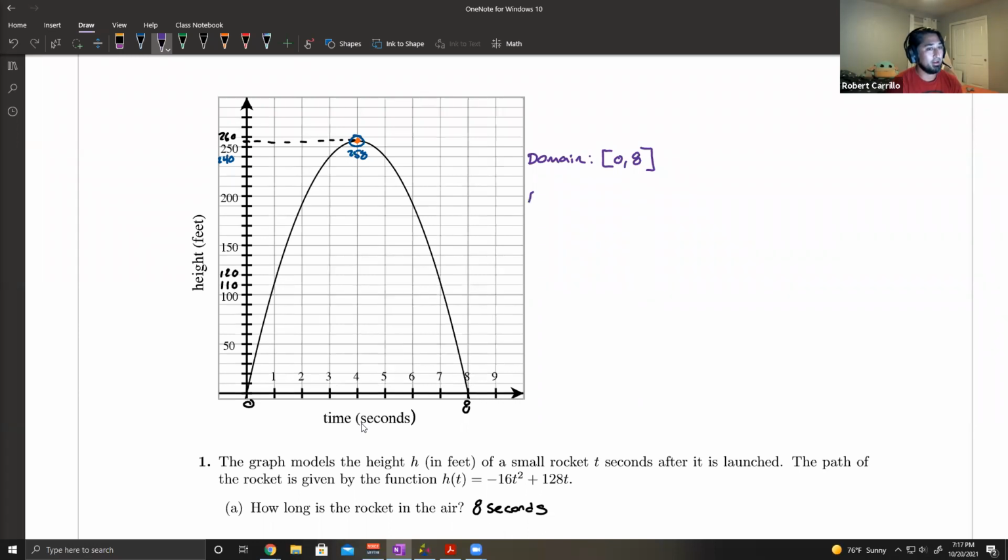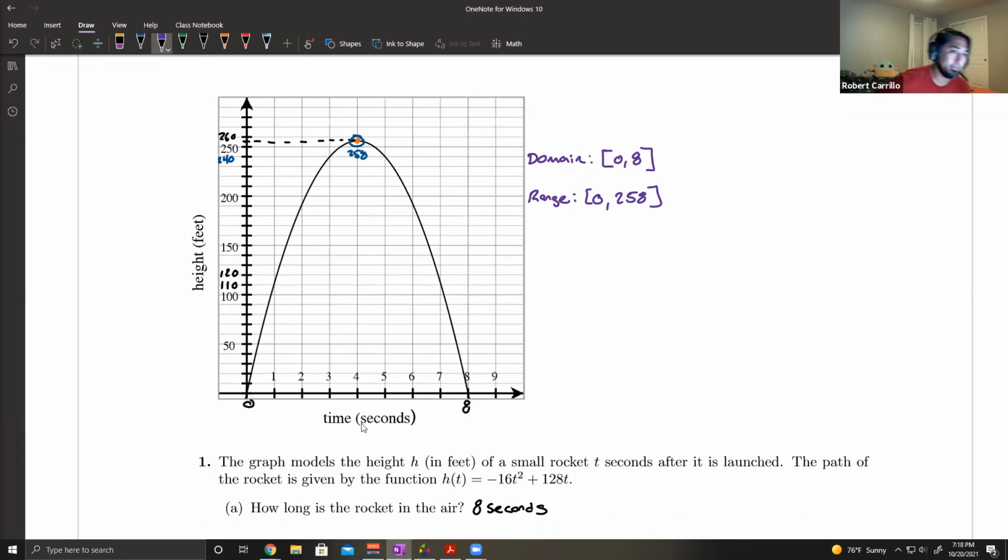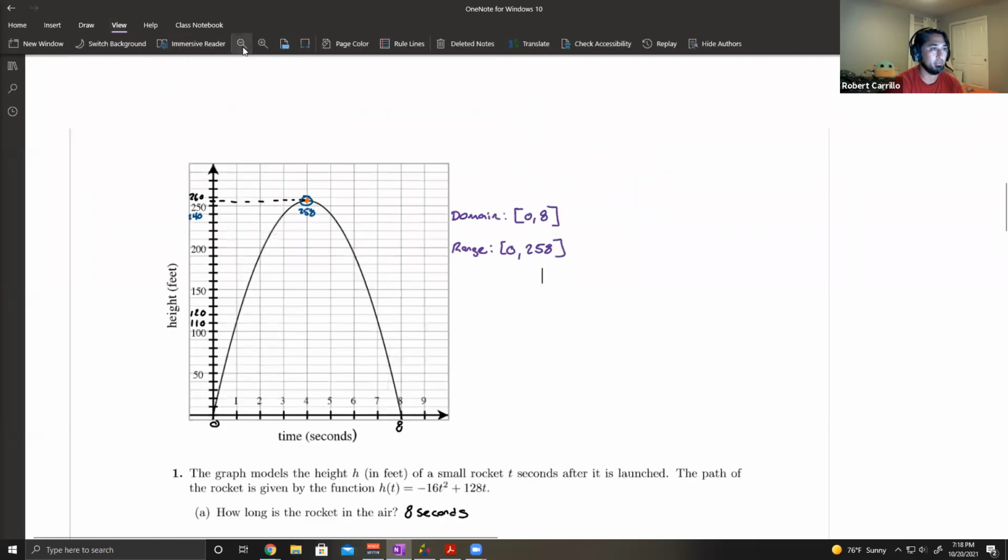And then our range, well, before you launch the rocket, how many feet do you start at? 0. And then you launch it, and how high does it go? 258. There you go. There's our domain and range: 0 to 8 and 0 to 258. Okay. Awesome.